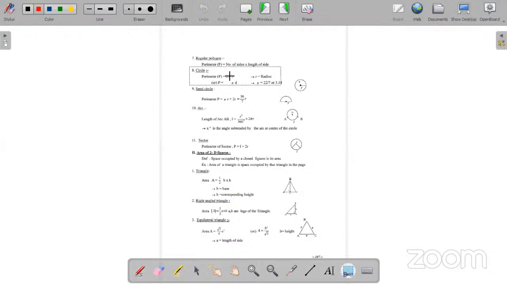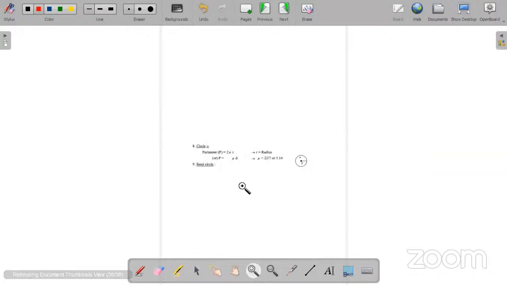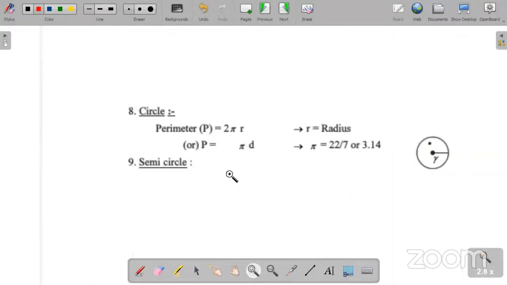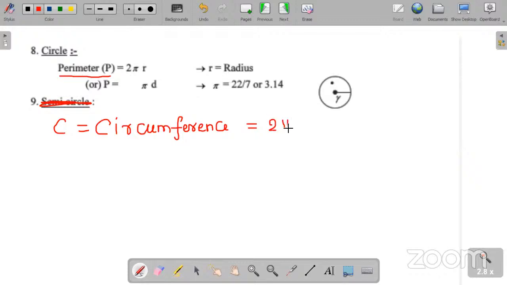This is a very important concept regarding the circle that we need to discuss. After that, we can discuss the semicircle also. So my dear students, remember, what is the perimeter of the circle? The perimeter of the circle is also known as the circumference. Circumference is generally denoted by C. Circumference is equal to 2 pi r.